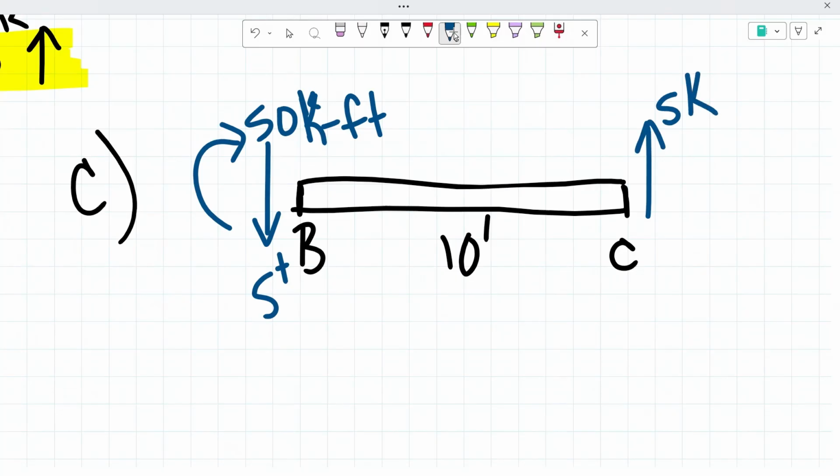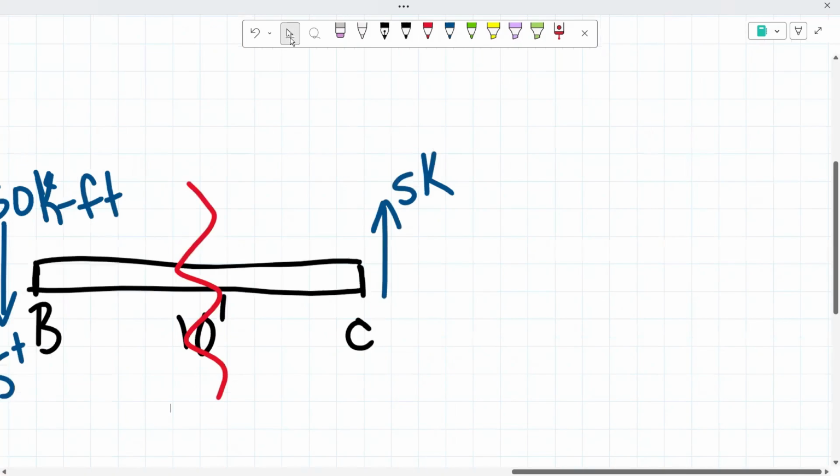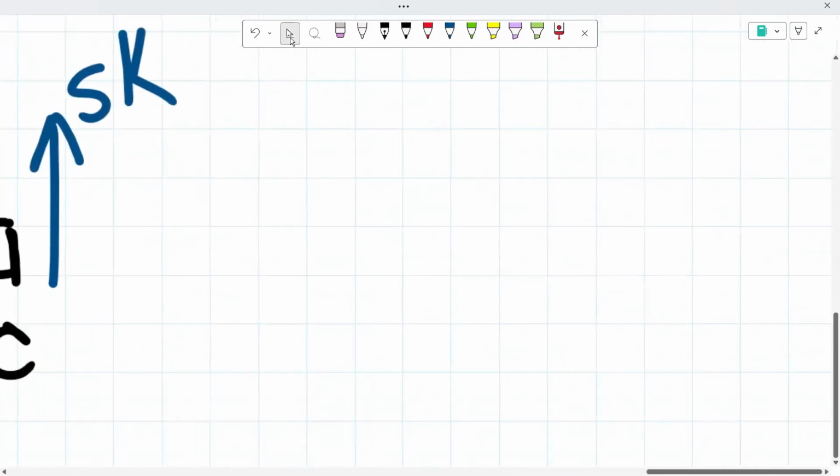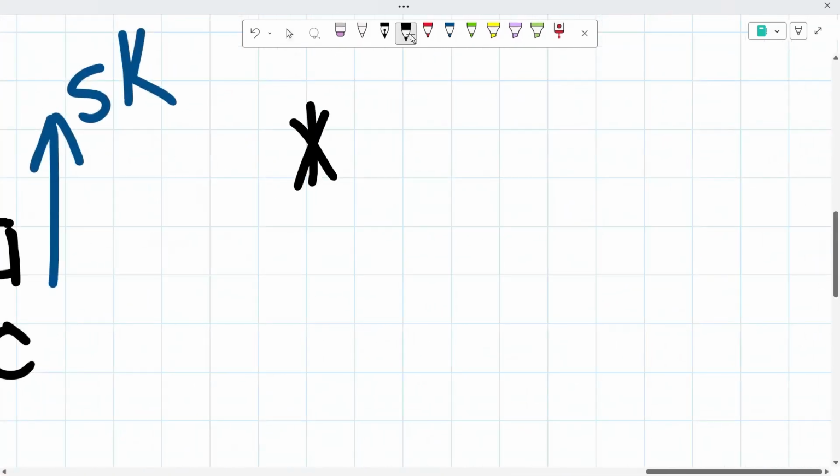Now, we're trying to find the shear and bending moment diagram for beam BC. To find that, we just have to cut somewhere on our beam right there, and decide which side to work with. Before we decide, I just want to remind you guys about the sign convention.